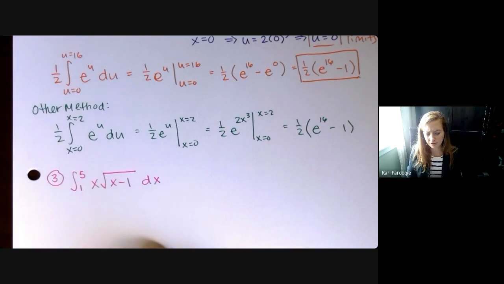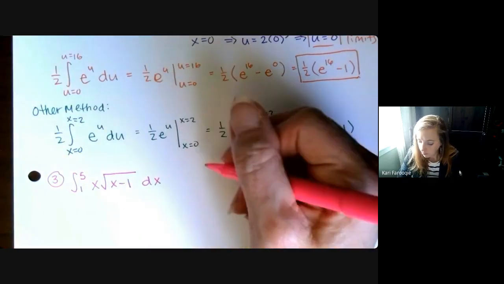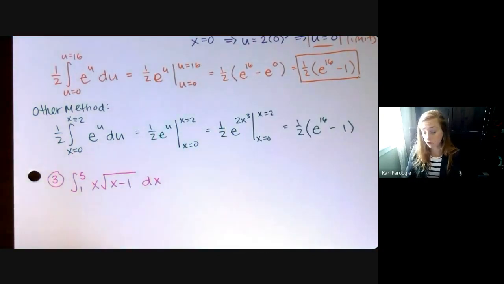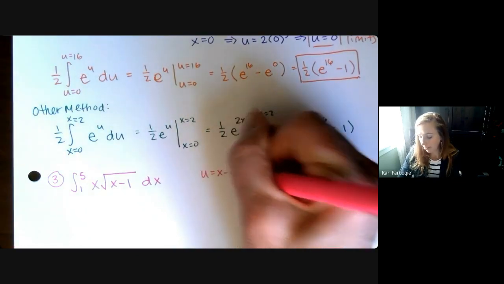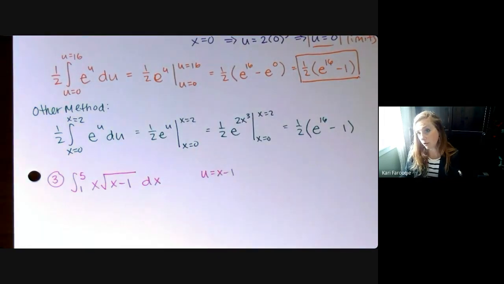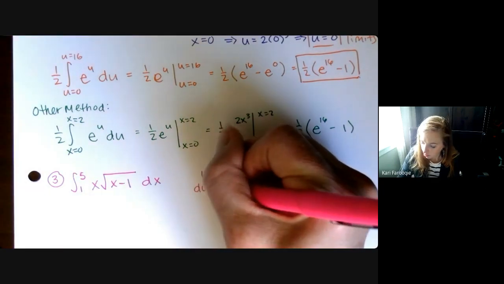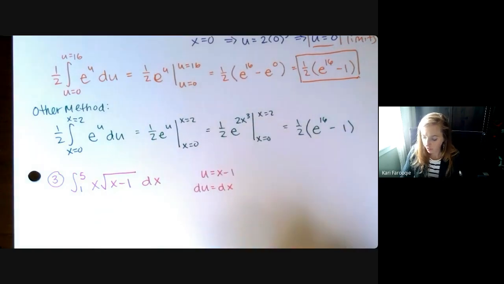So if you're looking at this and you're like, wait, I don't see a derivative sitting outside of here, we're going to have to force it, and that's okay. So if you're thinking, okay, this is a composite function, I'm going to let u be the inside function. That's a great place to start. We're going to say that u is x minus 1, which is your radicand. So that means du is dx.